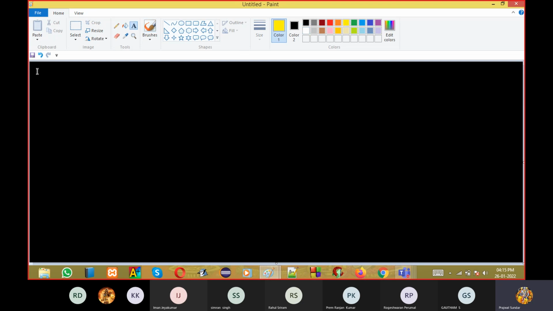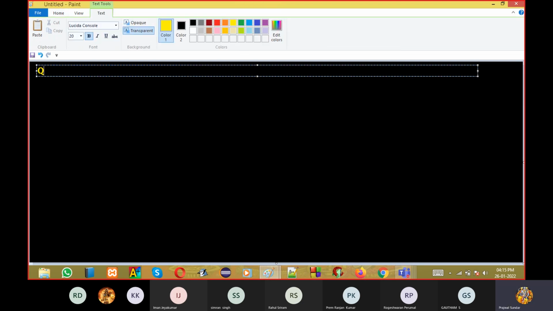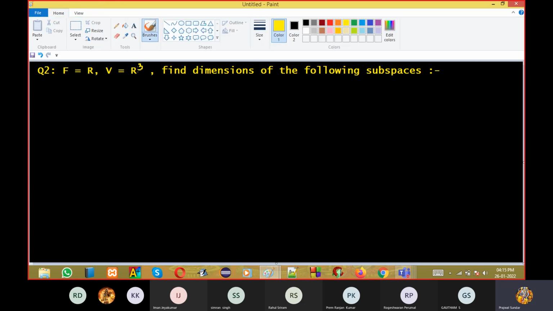Now I will give you the next question. Question 2: I'm giving the field as R and this time the vector space as R cube. Find the dimensions of the following subspaces. This is R cube. First, W1 will be x, y, z for all 0x plus 0y plus 0z is 0. What is the dimension of this subspace?